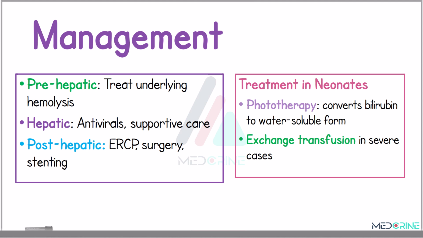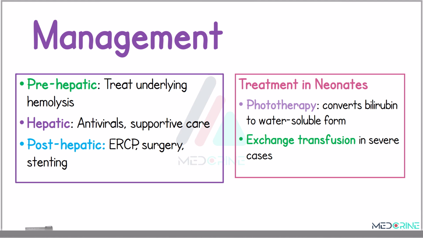The management of jaundice depends on the cause, whereby pre-hepatic jaundice requires treatment of the underlying hemolytic condition. Hepatic jaundice management involves antiviral use in case of viral causes, corticosteroid use, and supportive care. For post-hepatic jaundice, the management requires ERCP, stent placement, or surgery to relieve the obstruction.